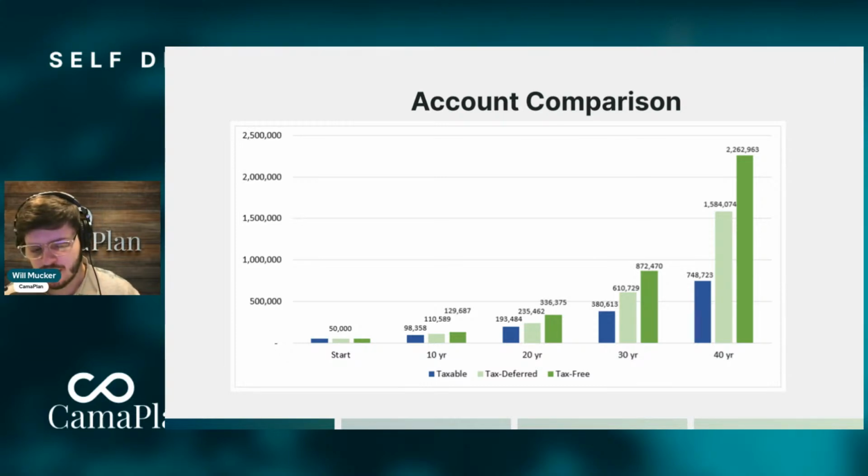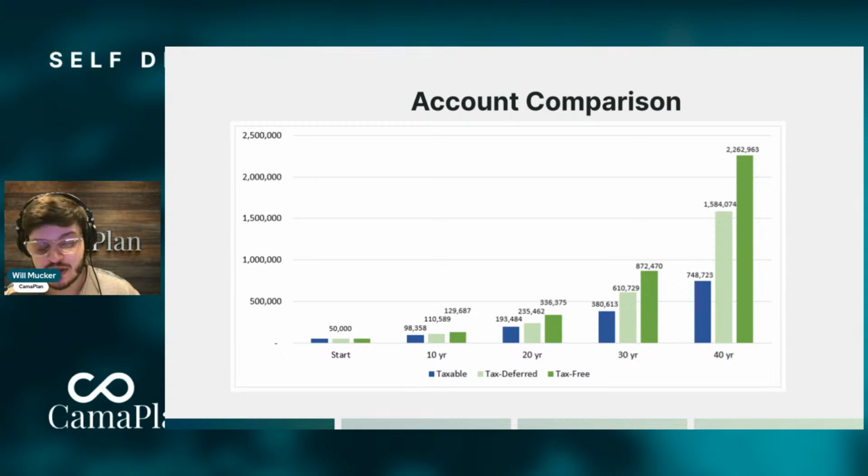This slide we're looking at right now is basically a continuation of the previous slide, to show you investing $50,000 through different avenues of investment. You have your blue taxable income, you have your green tax deferred investments, and then your dark green tax-free investments. All of this is a $50,000 initial investment over 40 years at a 10% rate of return in a 30% tax bracket. Compound interest isn't as strong with the taxable income because you're paying taxes all the way throughout.